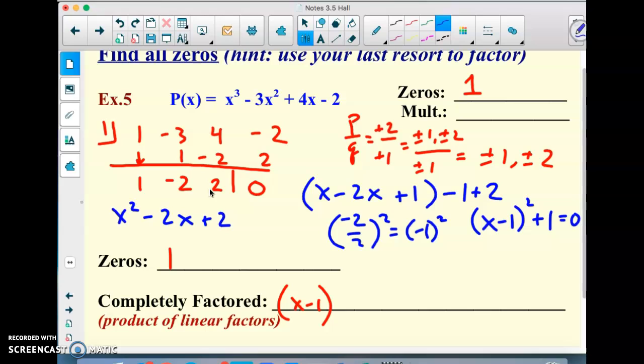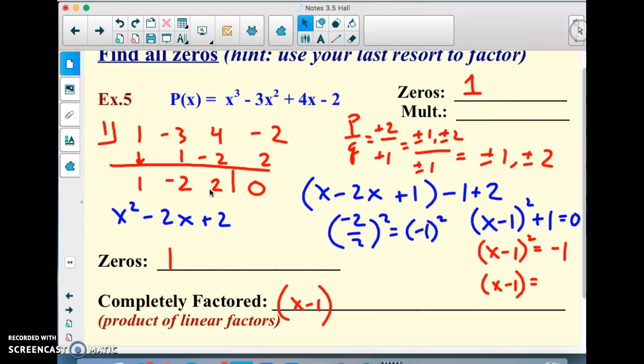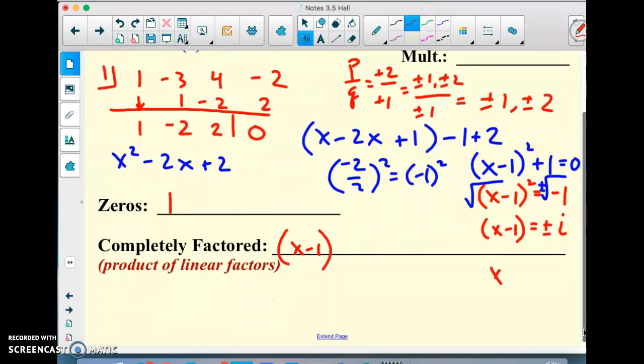All right, so let's go ahead and solve that by subtracting 1 from both sides. I have x minus 1 squared equals -1. Take the square root, plus or minus, of both sides. I end up with x minus 1 equals plus or minus the square root of -1, which is actually i. And now if I add 1 to both sides, I get x equals 1 plus or minus i. So there's my other zeros. My other zeros are 1 plus i and 1 minus i.